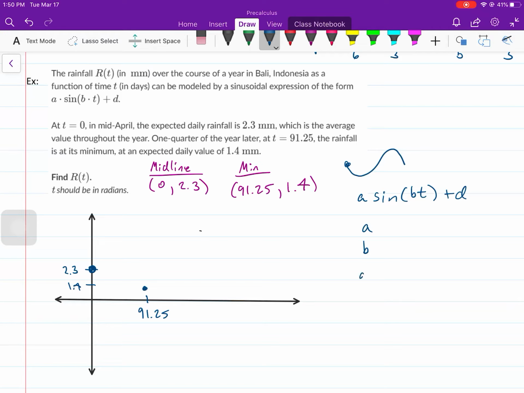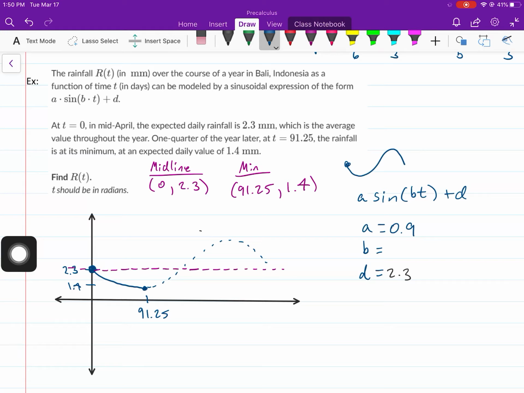So let's start with D. That's always kind of the easiest one. D is going to be our midline, and they gave us that our midline is right there at 2.3. Sorry, that looks really bad. Just really nervous making this video right now. There we go. So that's going to be our midline, 2.3. And then our amplitude. What's the distance from the midline to the bottom here? That distance, 2.3 minus 1.4, I believe that's 0.9.